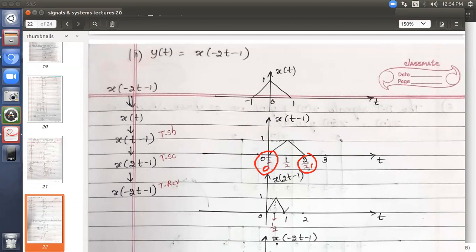So between 0 to 1, draw your new signal. And this middle point is 1 by 2, that is 0.5. So check between 0 to 0.5, there should be one increasing ramp. Between 0 to 0.5, draw one increasing ramp. Similarly, between 0.5 to 1, there should be a decreasing ramp. Between 0.5 to 1, draw a decreasing ramp.